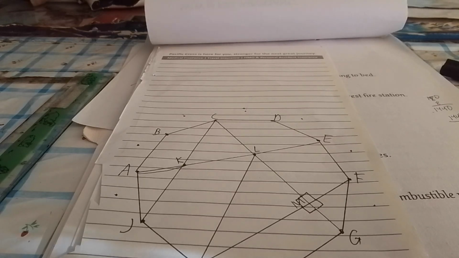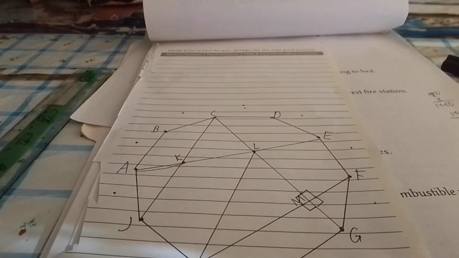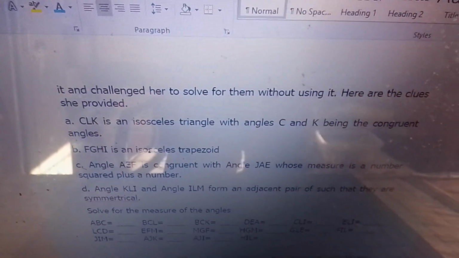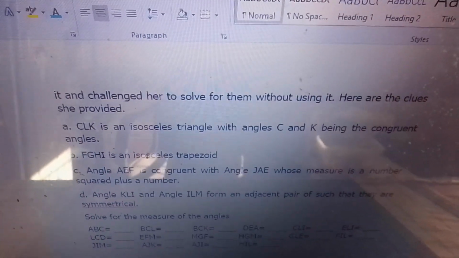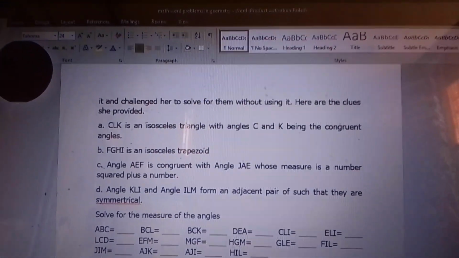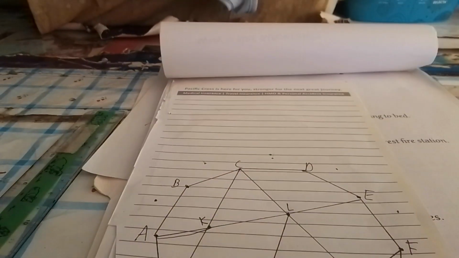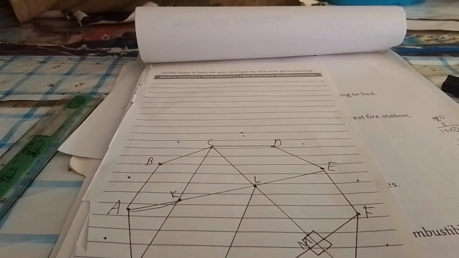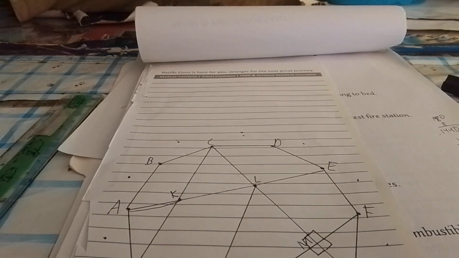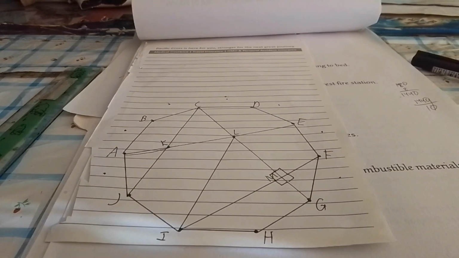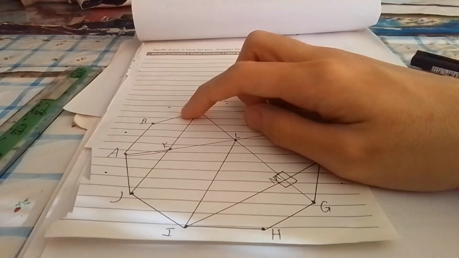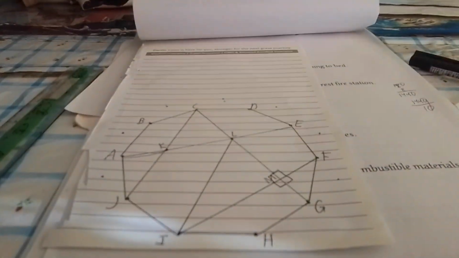But there are still some clues that she provided to make solving easier. So let's read the clues. Okay, ganito yung mga clues namin. Triangle CLK is an isosceles triangle with angle C and K being the congruent angles. So yan, look at the figure. Where is triangle CLK? Do you find CLK somewhere? Based on the figure that you see here, nakikita mo ba yung CLK? Ayan. That is the one.